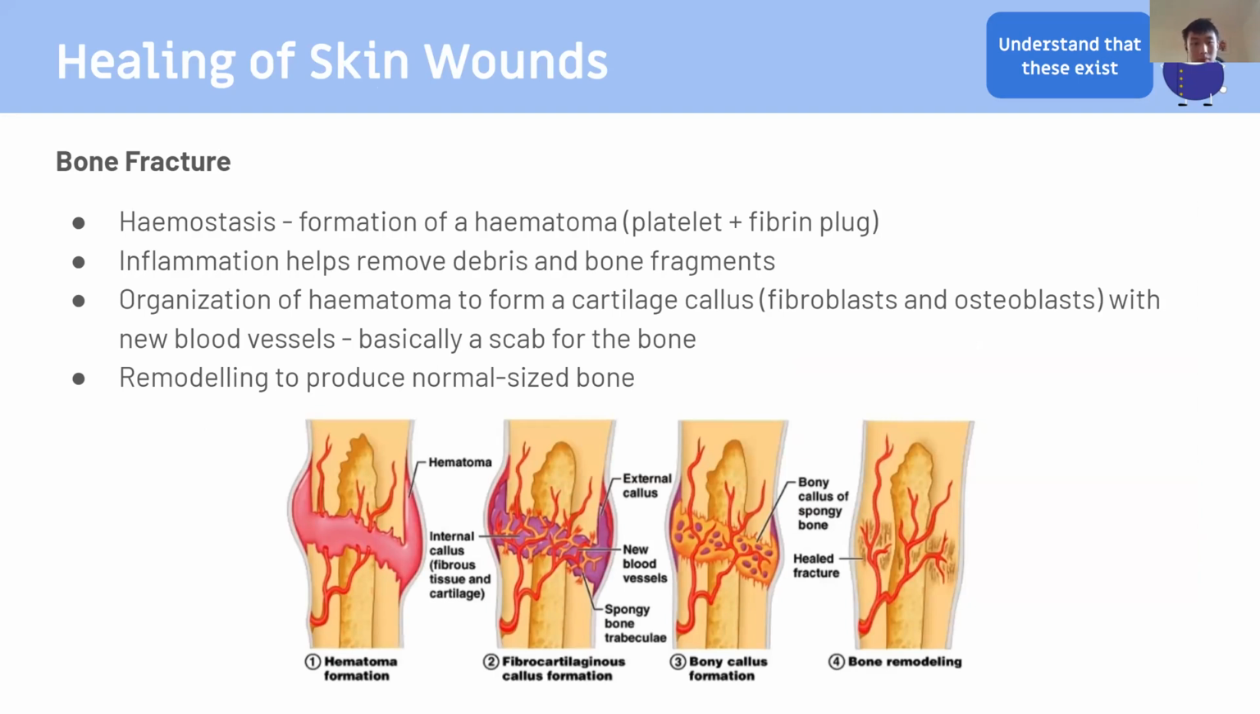And then there will be some organization, which is basically remodeling of the hematoma to form a cartilage callus, which is fibroblasts and osteoblasts. These osteoblasts will become the new bone, and you have some new blood vessels, and it's kind of like a scab for the bone, basically. And finally, once everything's grown back to the place, you get remodeling. As you can see in the third stage, it's sort of a bit big. And then in the last stage, it's just trying to remodel it back to a normal size bone. Not too important though. Next, please.